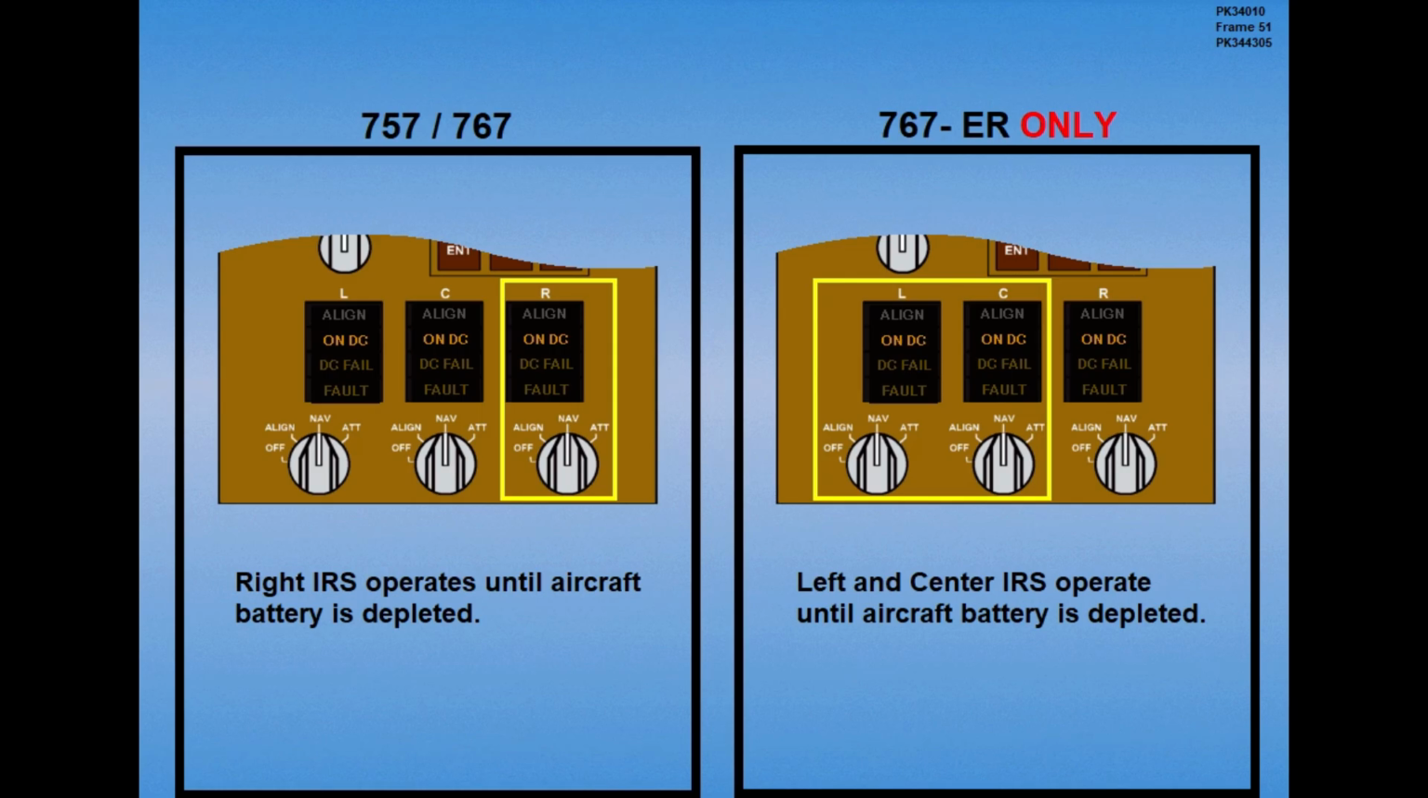When operating on battery power only, the 767-ER aircraft will operate the left and center IRS until battery depletion. The right IRU will be powered for only 5 minutes.